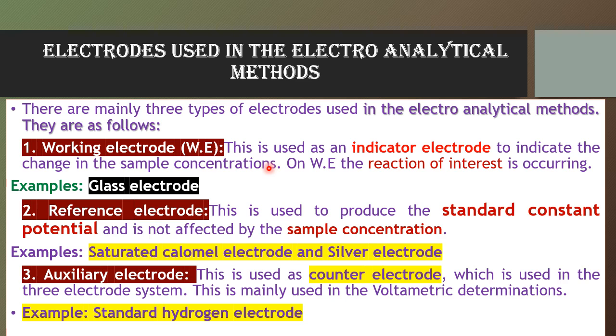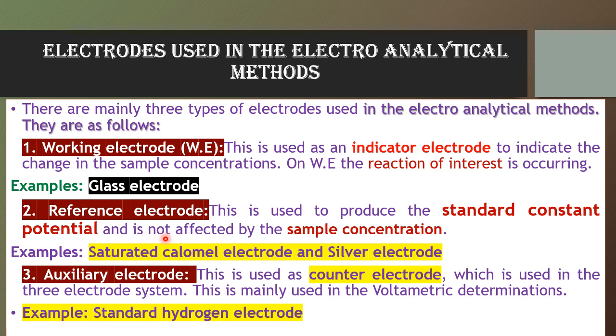Clear? So with respect to that redox reaction, its potential will vary. And why is it going to vary? Because the sample concentration is going to change. The best example of a working or indicator electrode is the glass membrane electrode, that is the pH electrode. The reference electrode is that electrode which produces a constant potential, meaning its potential is already known. Meaning if we are immersing it in our sample solution or any other electrolyte solution, its electrode potential is not going to be affected.